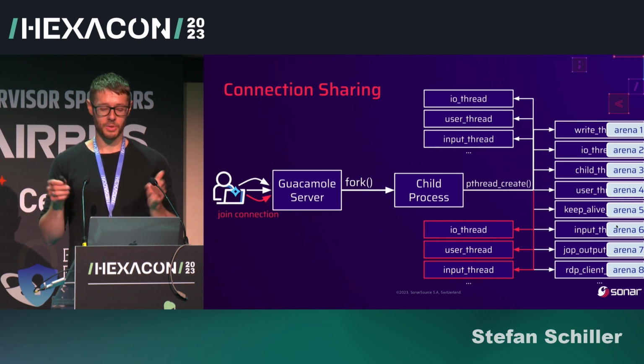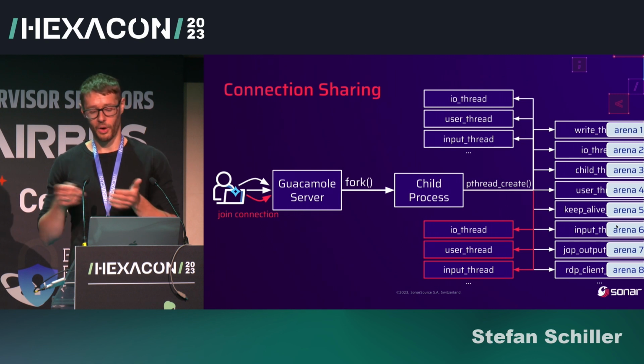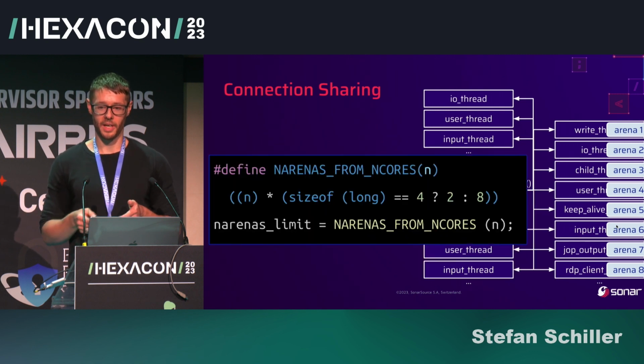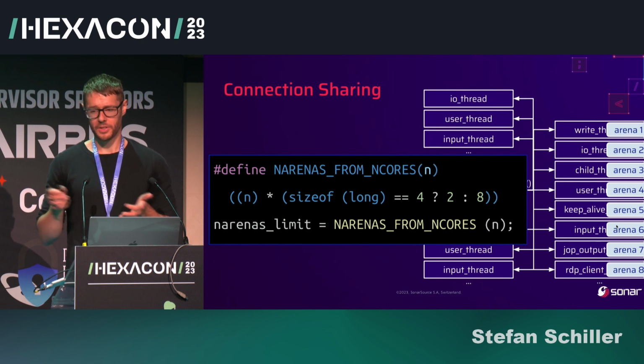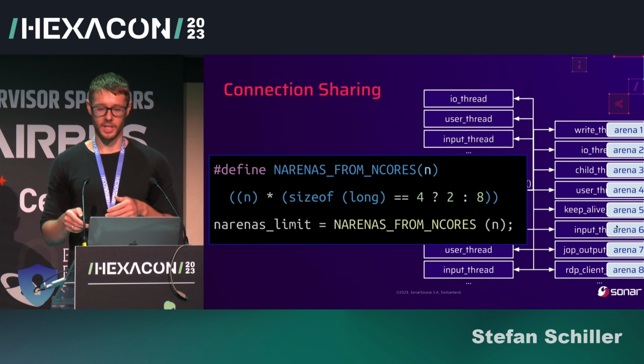This means that we can create a lot of threads. And all of these threads also need an arena. But the amount of arenas is limited. This limit depends on the number of CPU cores. So for 32-bit systems, the limit is twice the number of cores, and on a 64-bit system, it's 8 times the number of cores. So let's assume, for example, we have only one core in a 64-bit system. Thus, we've already reached the limit of 8 arenas.